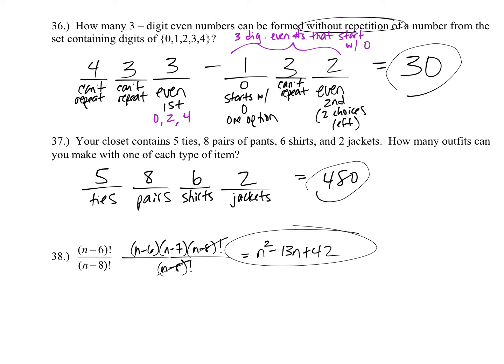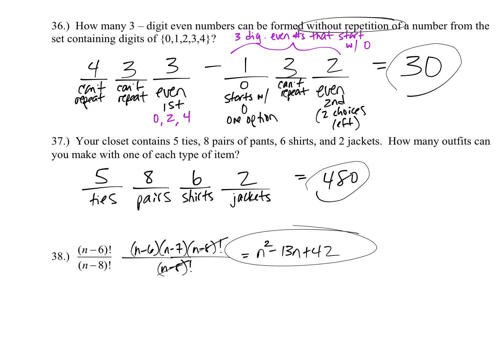Okay, 37 is really basic. If you have a bunch of different options of stuff, you just multiply them together. So how many different outfits? How many ties do you have? How many pairs of pants do you have? How many shirts? How many jackets? Multiply them straight across. Don't forget these formulas, you guys.